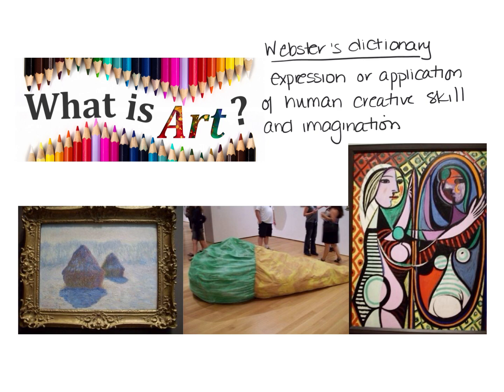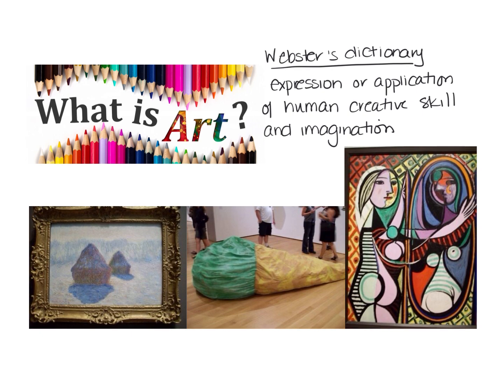Right? And so when we think of art, we may think of the art that we've experienced before, that we've done, right? So we may think of things that we color. We may think of things that we paint. Maybe we think of fine art. This is the Wheat Stacks by Claude Monet. We might think of modern art. This is an example of modern art at the Museum of Modern Art in New York. Maybe we think of Picasso. This is Girl Before a Mirror by Pablo Picasso. So there's lots of different things that we could think of here.